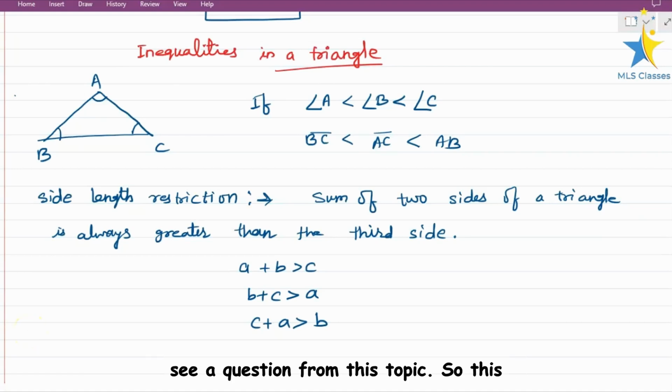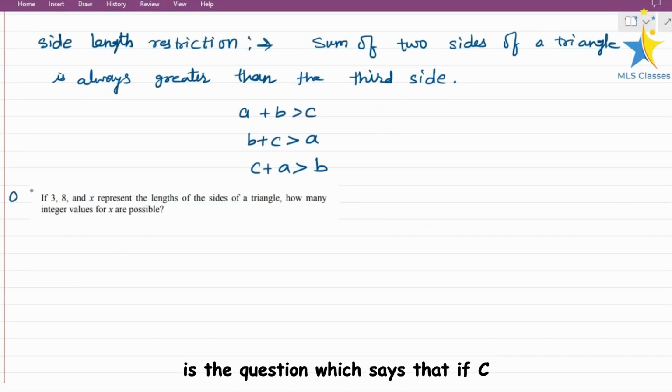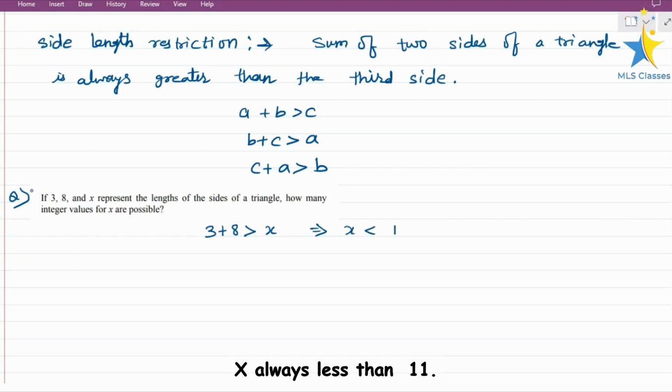Let's see a question from this topic. This is the question which says that if 3, 8 and x represent the lengths of the sides of a triangle, how many integer values of x are possible? As we discussed in the side length restriction, it's not like there can be any length of side. So we'll use this property and say that 3 plus 8 should always be greater than x. That means from here we get x always less than 11.